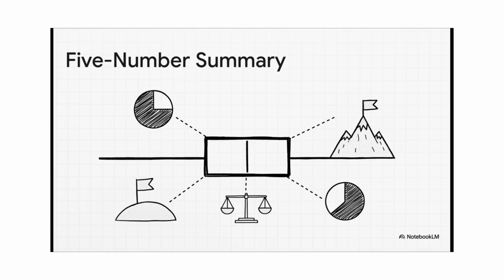The box itself is defined by the first and third quartiles, and that shows you where the middle 50% of your data is clustered. So a short box means your data is really consistent, all packed together, while a long box means it's much more spread out.